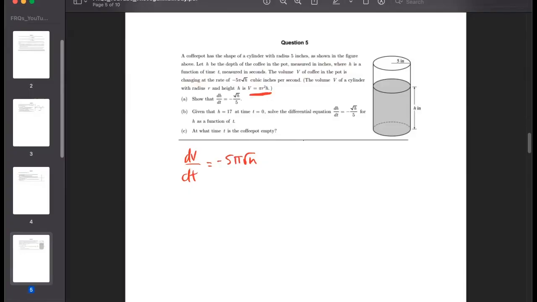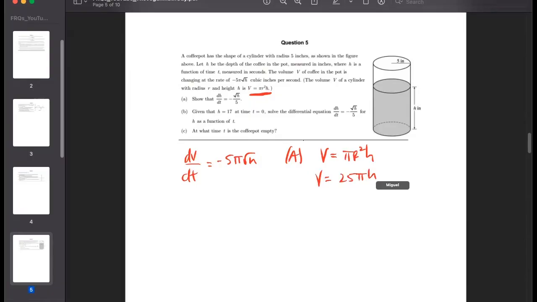Okay, so for part A, they want us to show that dh over dt is equal to negative root h over 5. Well, let's start off by writing that our equation for volume is equal to pi r squared h. This is a cylinder. If we were to fill this up with water, the radius will never change. It will always stay the same. It's always going to be 5. So I can already say that the volume is 25 pi h.